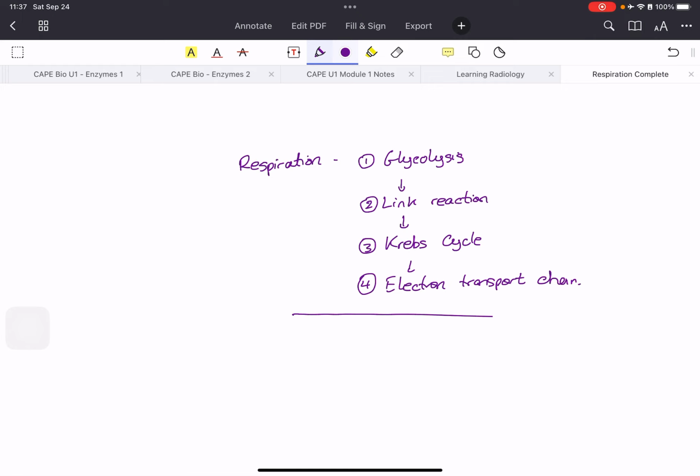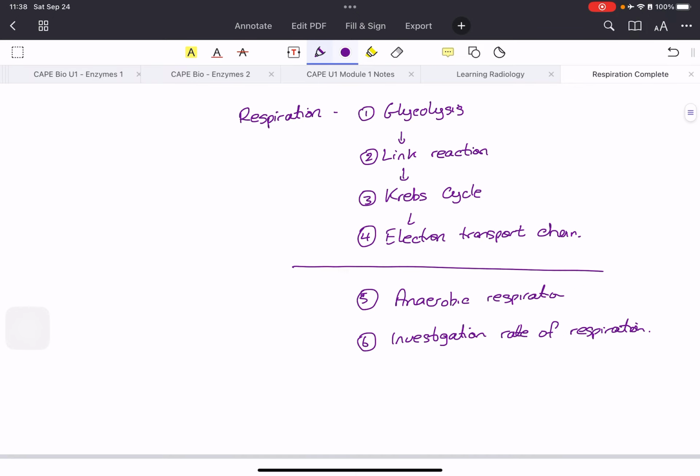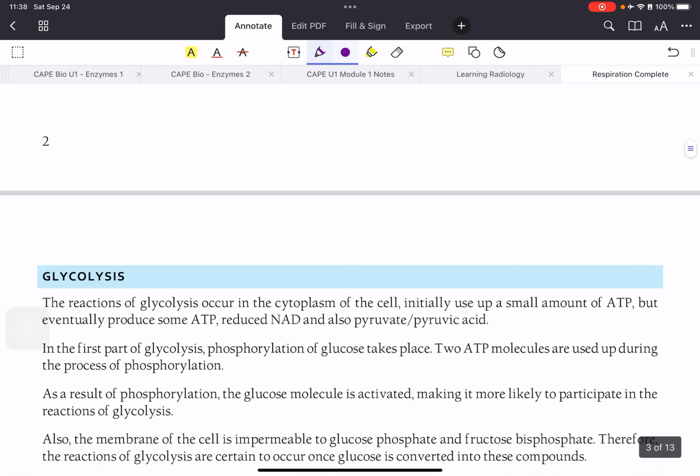But that's not all we'll be doing. We'll also be doing anaerobic respiration, which you would have heard about already, and investigating the rate of respiration with an experiment. Alright, so that will be our agenda for today's video. Alright, so let's jump into glycolysis one time.